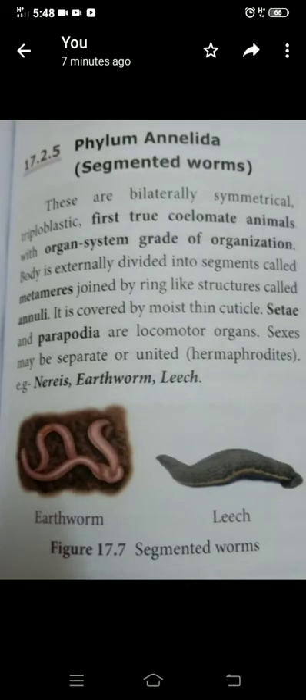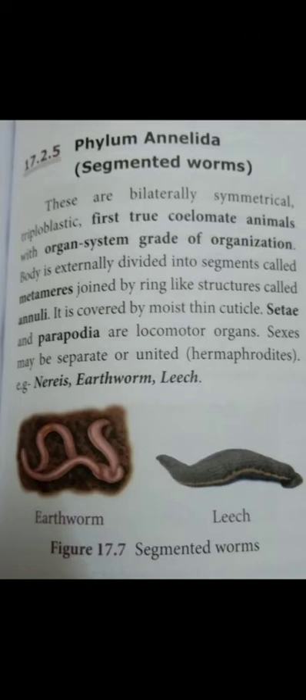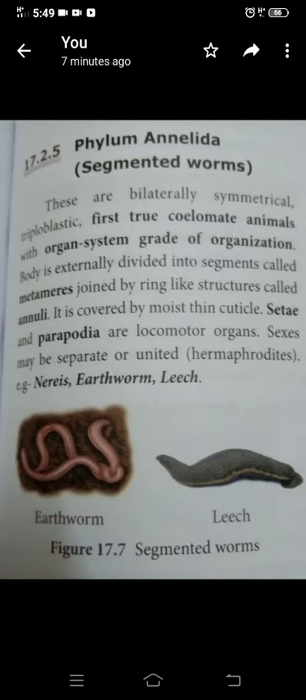Organ system grade of organization. The organs are arranged segment-wise as organ systems. The body is divided into segments, which we call metameres, and it has ring-like structures we call annuli. It is covered by a moist, thin cuticle.